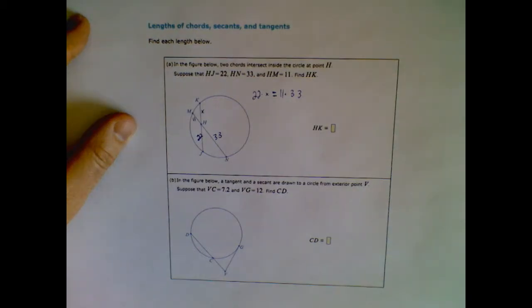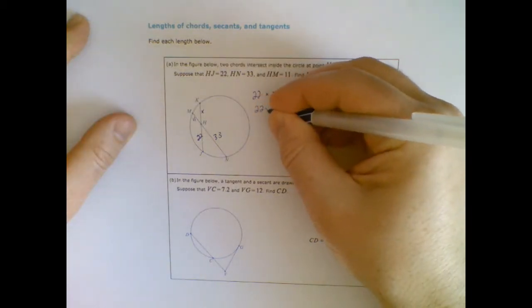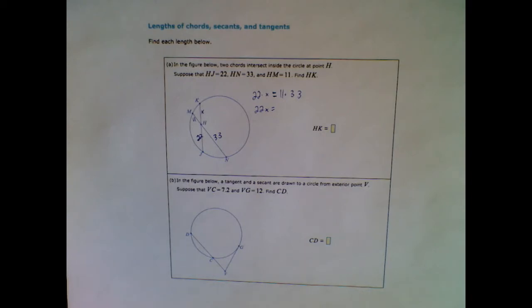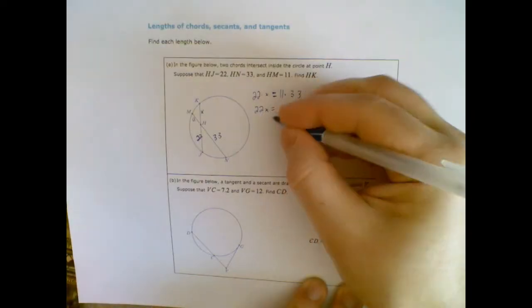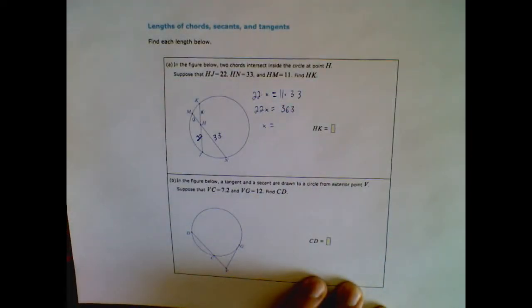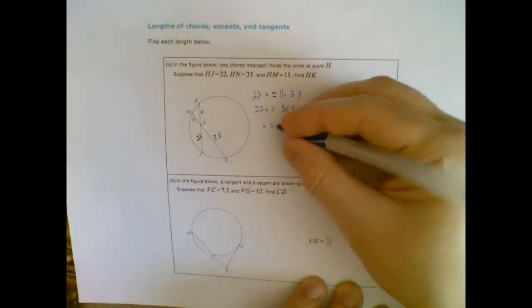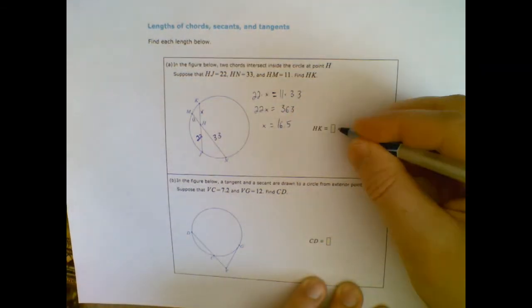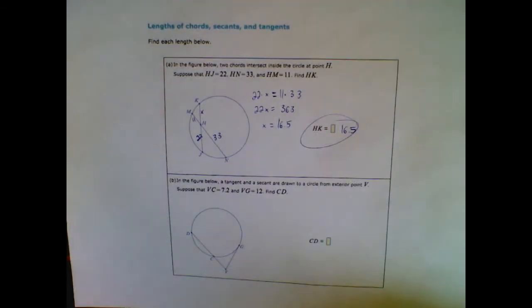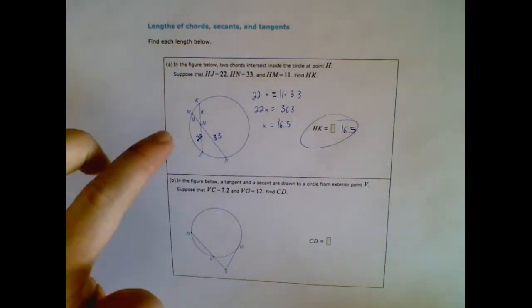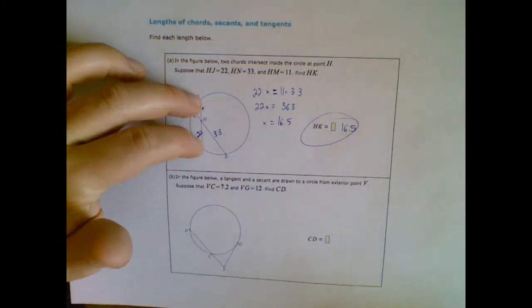All right, so we'll go ahead and just do some quick algebra here, right? So 22 times x is 22x. 11 times 33, let's see, 11 squared is 121, so times 3 will give us 363, right? Then we'll just divide by 22, and find out that HK has to be 16.5, and they don't have any units, so that's where we leave that one. Okay. So it's just piece times piece equals piece times piece.